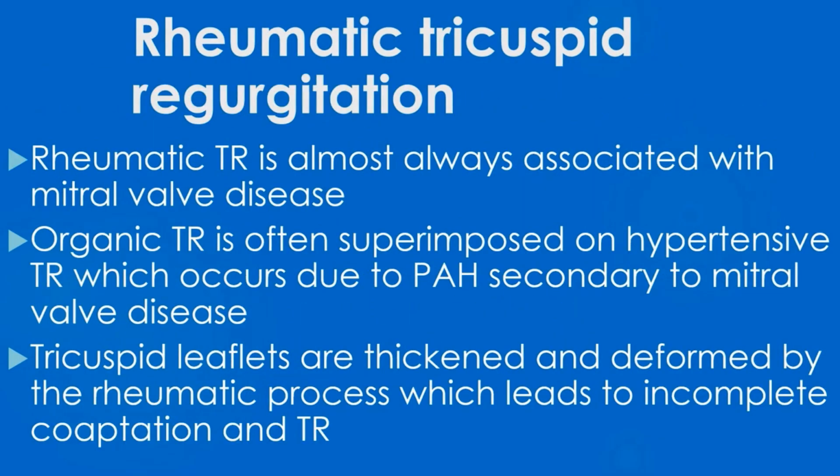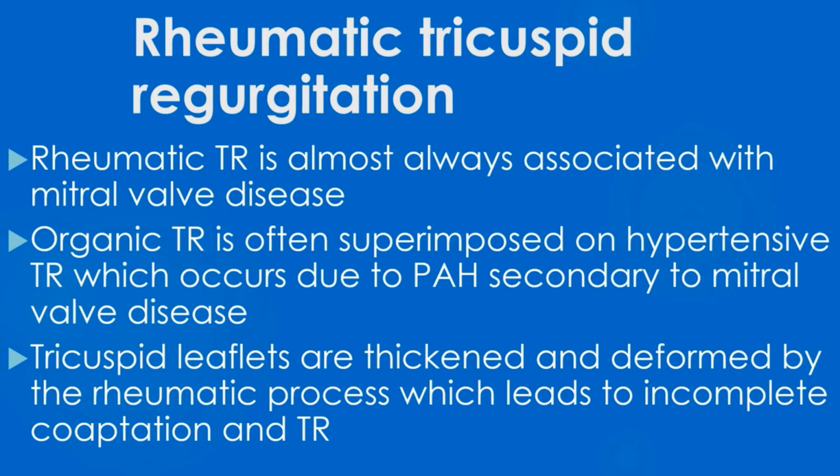Moving on to rheumatic tricuspid regurgitation. Rheumatic TR is almost always associated with mitral valve disease. Organic TR is often superimposed on hypertensive TR, which occurs due to pulmonary arterial hypertension secondary to mitral valve disease.